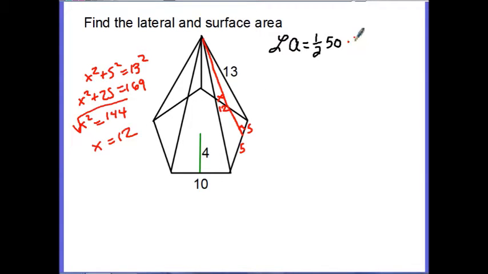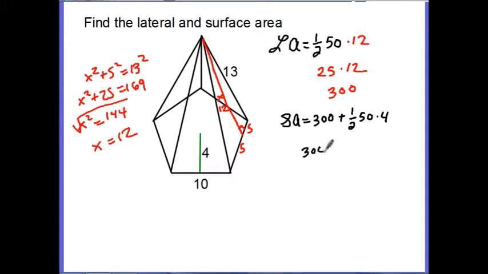That's my slant height. So here we go. Half of 50 is going to be 25, and 25 times 12 is going to give me 300. Now my surface area. Surface area takes that lateral area and adds on the area of my base. My base here is a regular polygon. 1/2 the perimeter, which is 50, times the apothem, which I give you, which is 4. So let's go ahead. 300 plus 100 is going to give me 400 for a surface area.